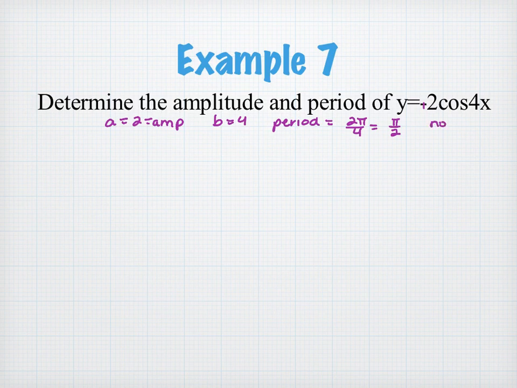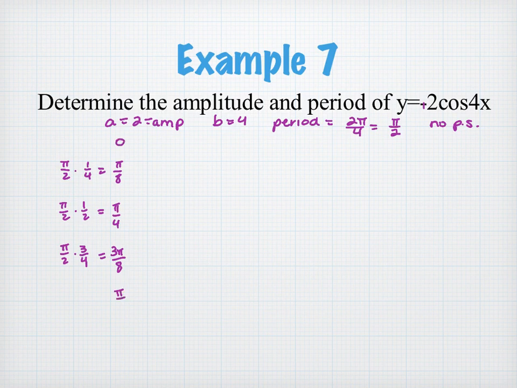There's no phase shift, so I'm just going to take that pi over 2, multiply it times 1/4, times 1/2, and times 3/4. And I get pi over 8, pi over 4, 3 pi over 8. First one is 0. Last one is the period, which is pi over 2. Then comes my graph.